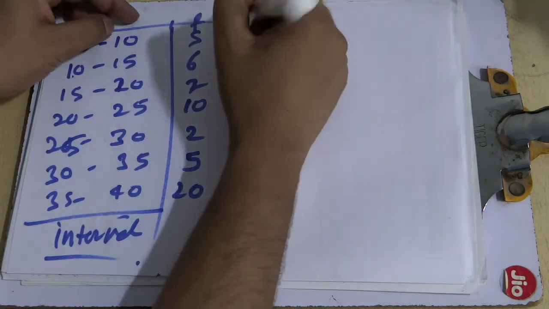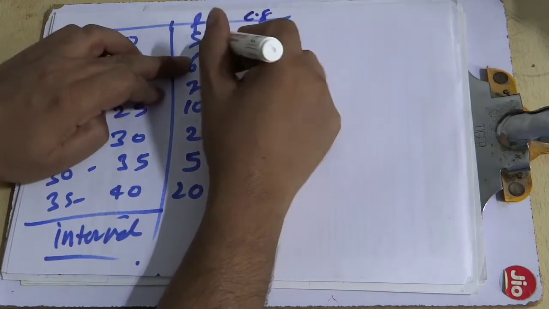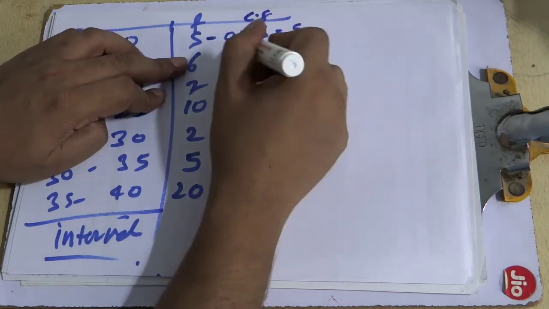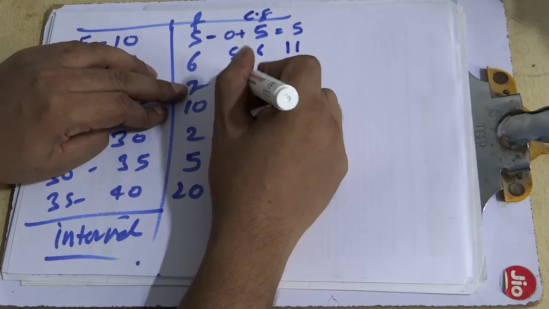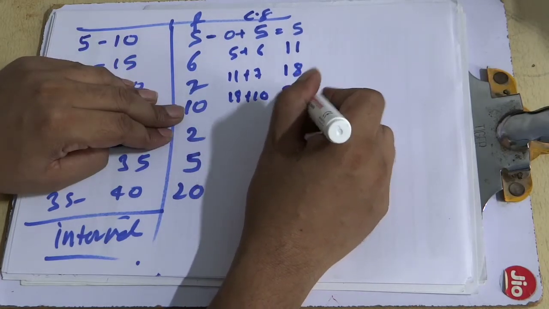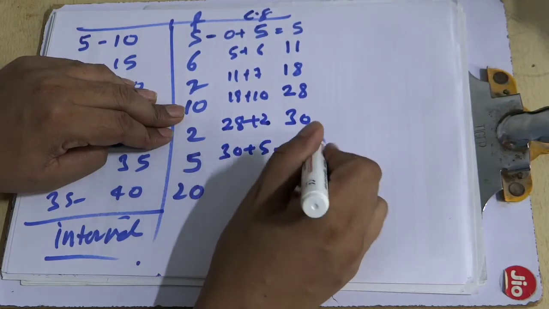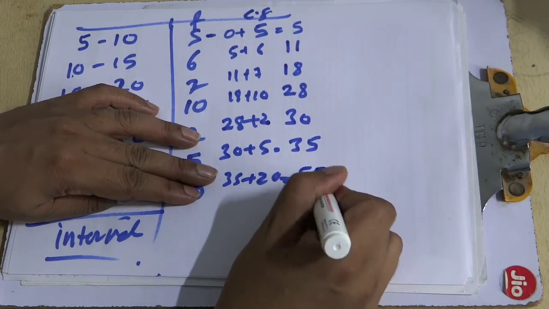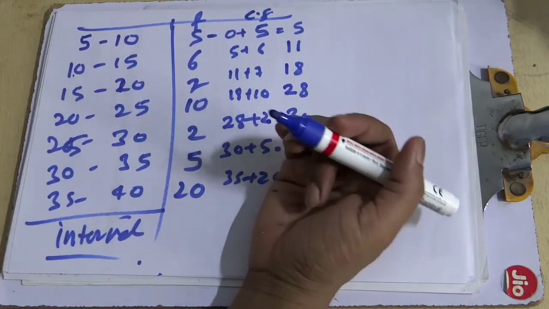Now what is the CF? CF will be here 5, actually this is 0 plus 5, it's a 5. Here you have 5 plus 6 will be 11, and 11 plus 7 it will be 18, 18 plus 10 it will be 28, 28 plus 2 is 30, 30 plus 5 is 35, 35 plus 20 it will be 55. This is the cumulative data, cumulative frequency, CF. I had told you earlier also, you can remember this.